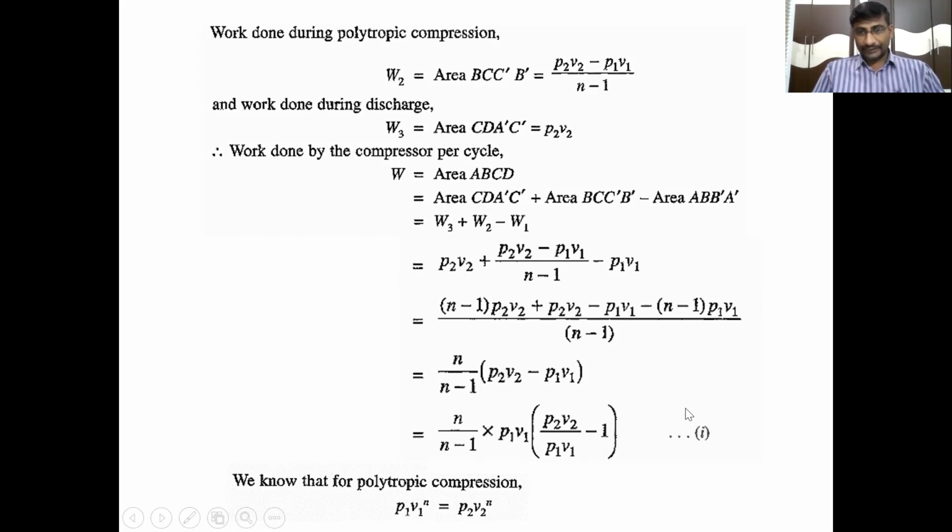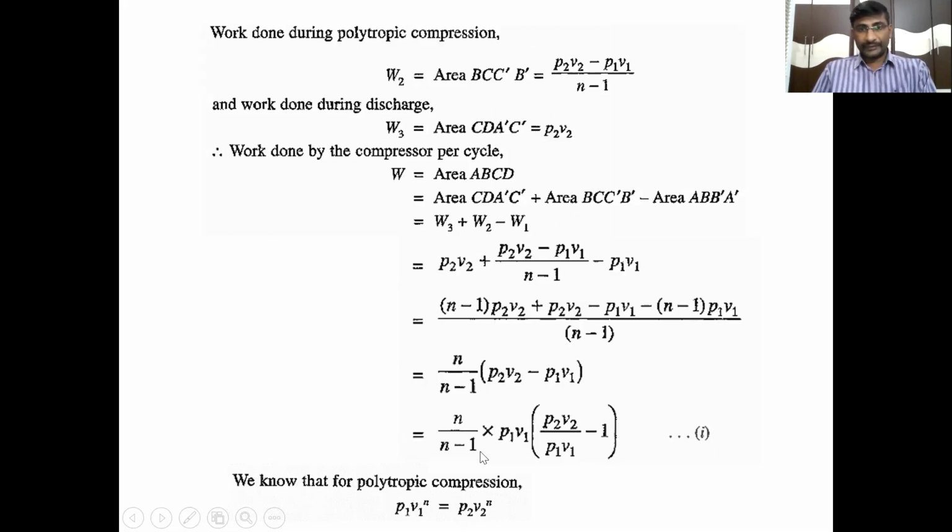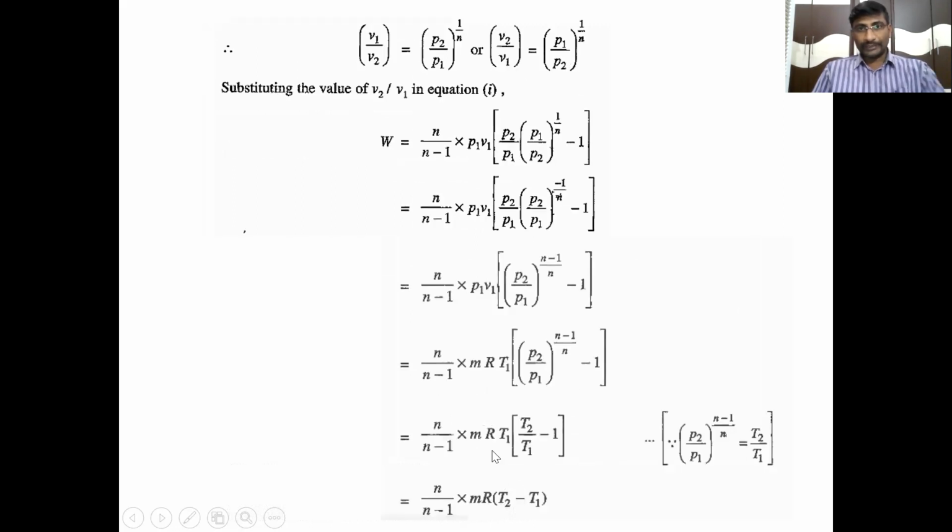Let us take this as equation 1. As we know that for the polytropic compression, P1 V1 power n equal to P2 V2 power n. It is for polytropic. From this, V1 by V2 equal to P2 by P1 whole power 1 by n. Or V2 by V1, when reversed, is P1 by P2 whole power 1 by n. So substituting the value of V2 by V1 in equation 1.